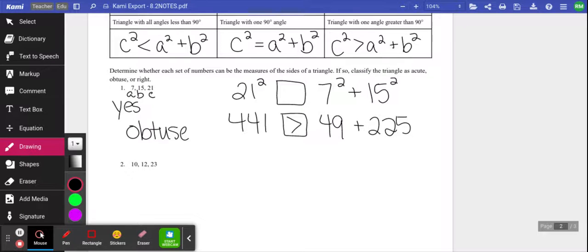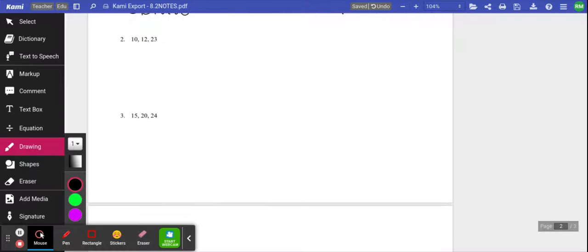If it's not a triangle, can you figure out if it's acute or obtuse? No. So if one of these is not a triangle, you don't have to figure out what kind it is. That just wouldn't make any sense.